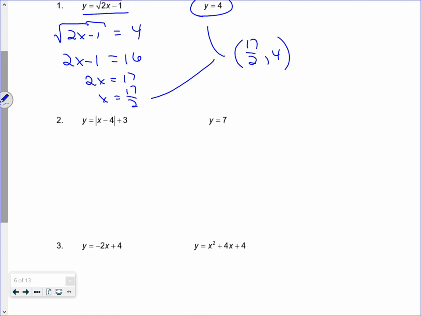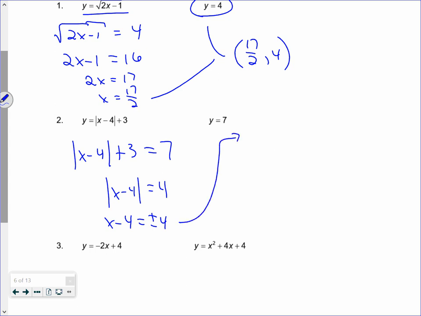Okay? An absolute value and a horizontal line. So here's the absolute value, and it has to equal that horizontal line. All right? So we're going to isolate by subtracting 3. And now we're going to get rid of the bars by just taking them off, and when you take them off, you have to put plus or minus on the other side, plus or minus 4. Okay? I'm going to write that as 2 separate equations. And then solve each one of them independently. x equals 8, x equals 0.